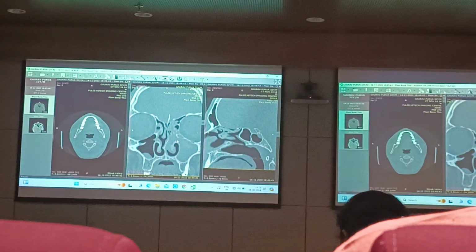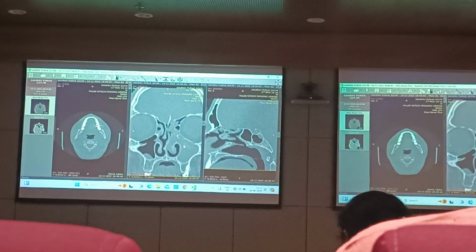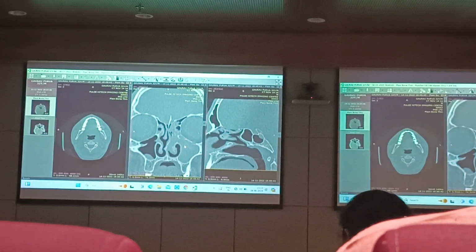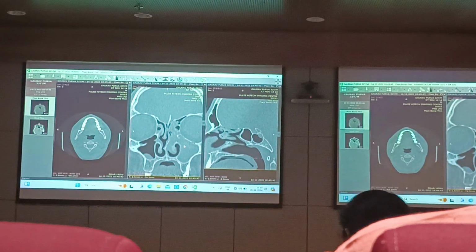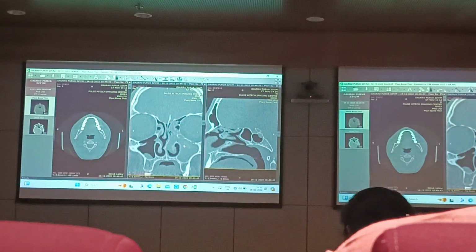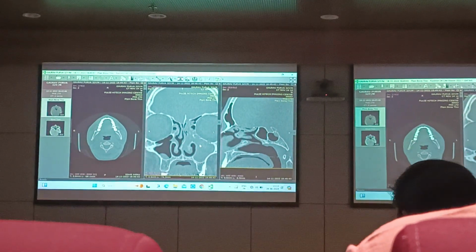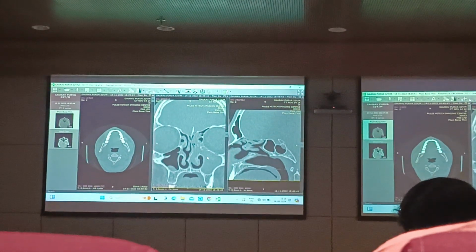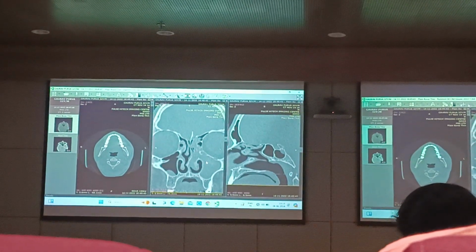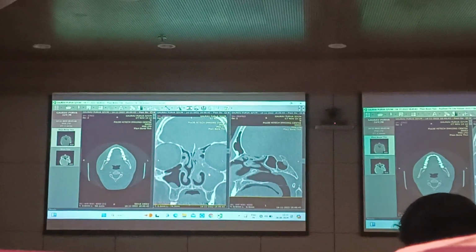Now, seeing this, anyone, what is your diagnosis? It's a unilateral disease, mainly involving one side. Unilateral disease with mostly maxillary ethmoid complex involvement. So it could be an AFRS. Okay, one possible. What else?